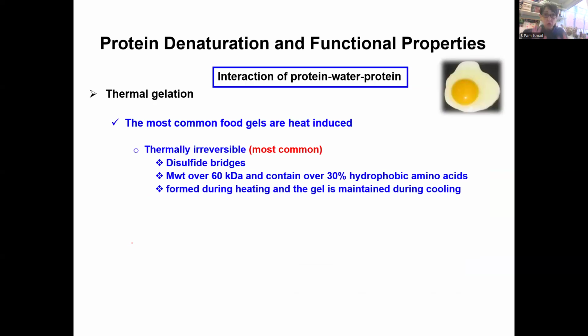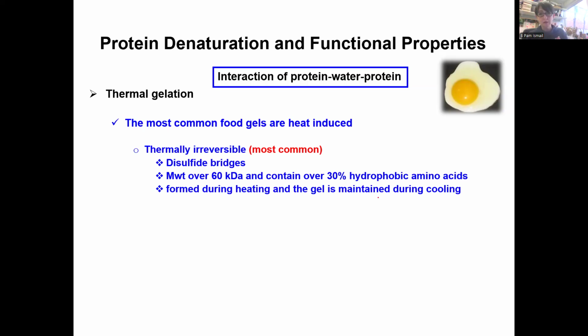So most food gels are thermally induced. Now, it accepts few exceptions like yogurts. These are not thermally induced gels. These are induced by acid. Okay, so this we have thermally irreversible, very common, and usually an example of that is this egg white.